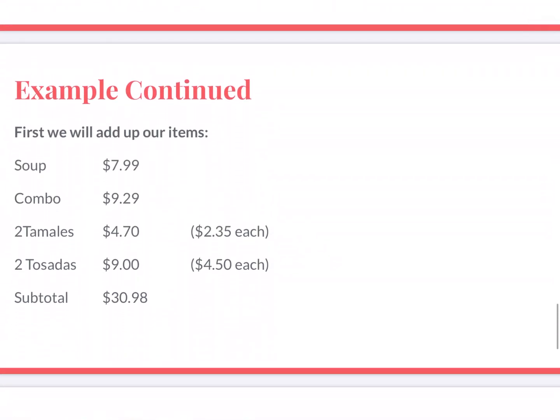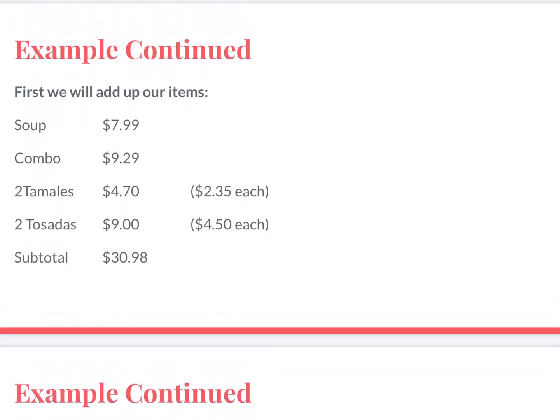Okay, so first we're going to add up all of our items. Now, as you can see, for the tamales, they were $2.35 each, so 2 of them are going to cost $4.70. And for the tostadas, one is $4.50, but we're having 2, so that's $9. If you add those all up, it comes to $30.98. We call that our subtotal because we haven't added on our tax yet. And we still have to have the tip too, because we're pretending that we're sitting down at a restaurant, when everything opens up again.